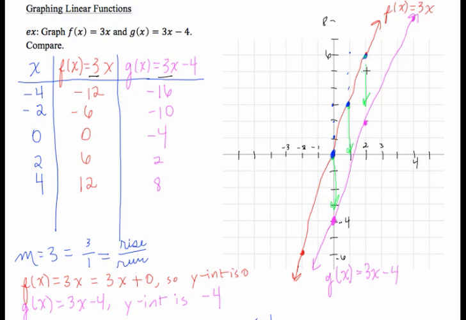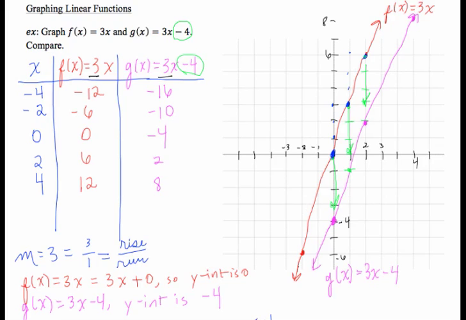All of those values are shifted 1, 2, 3, 4 units down, exactly. So all the y values get shifted down 4. That's what that minus 4 does. Okay, so if you have a function and then you tack on to the end of that function a plus a number or a minus a number, that's going to shift your original function directly up or down on the graph.